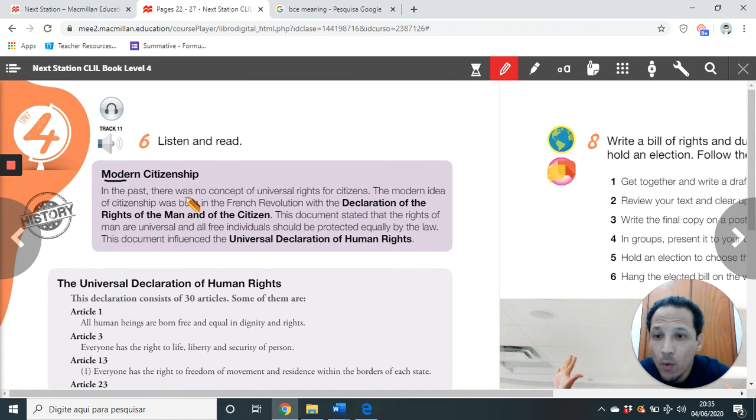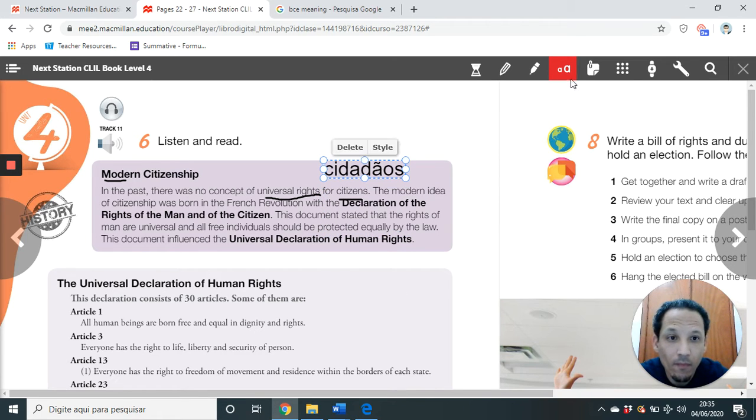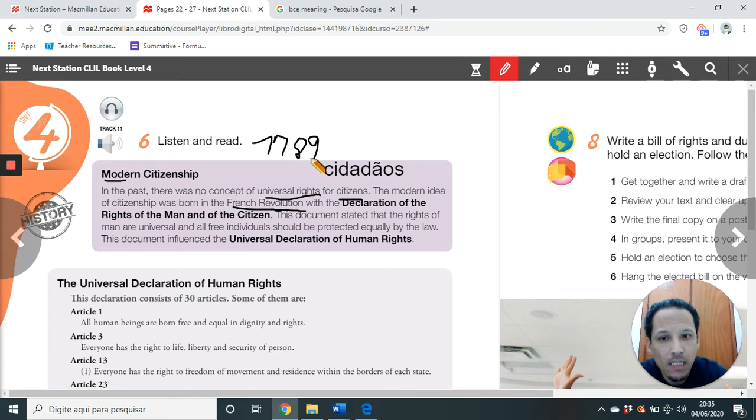Okay, so modern citizenship. In the past, there was no concept of universal rights. Então, não tinha nenhum conceito de direitos universais. Universal rights for citizens, para os cidadãos. The modern idea of citizenship was born in the French Revolution. So French Revolution, 1789, okay? With the Declaration of the Rights of the Man and of the Citizen. Então, com a Declaração dos Direitos do Homem e do Cidadão.